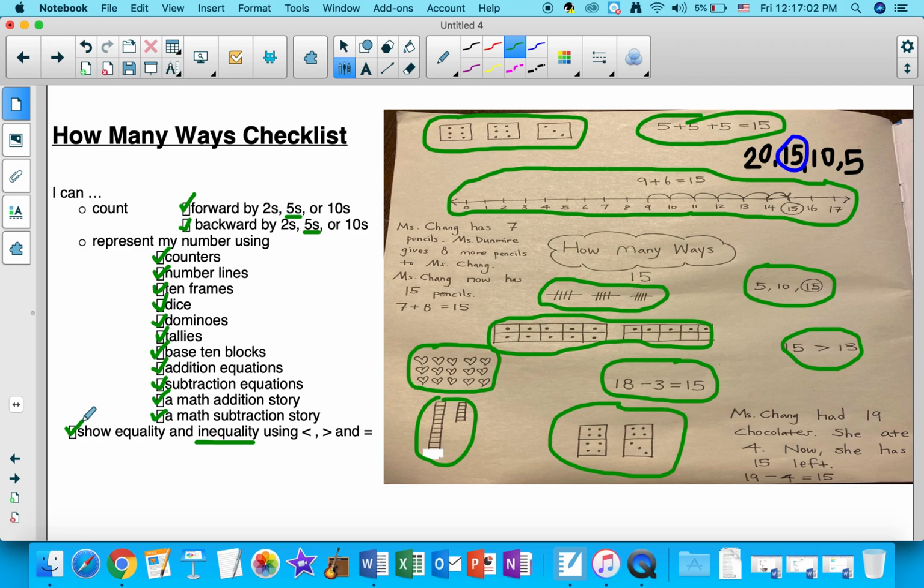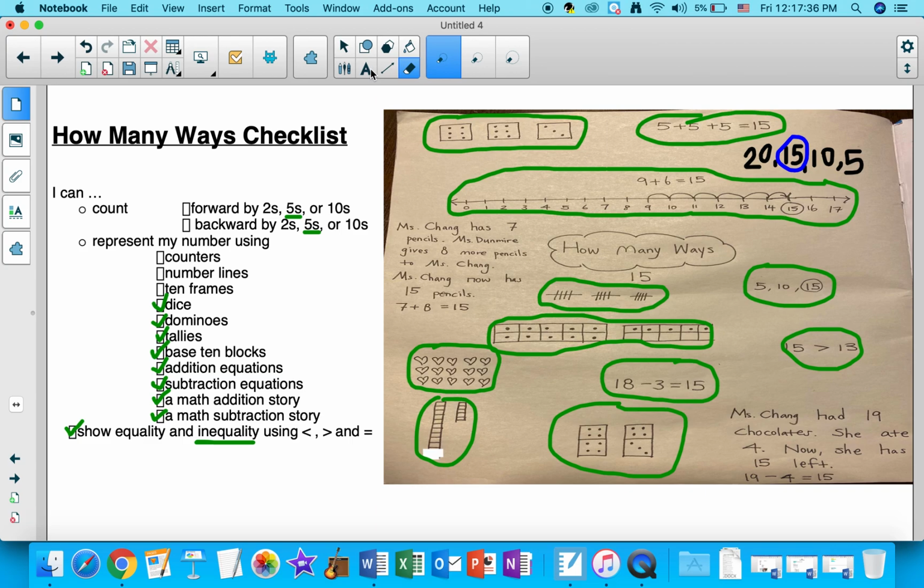Okay, boys and girls, I'm not asking you to show your number in all of these ways. It's just that I want you to go over the checklist to see what ways you did use and what ways you didn't use to represent your number today. And let's pretend that I didn't use 1, 2, 3, 4, 5 of these, but I represented my numbers using all these other ways.